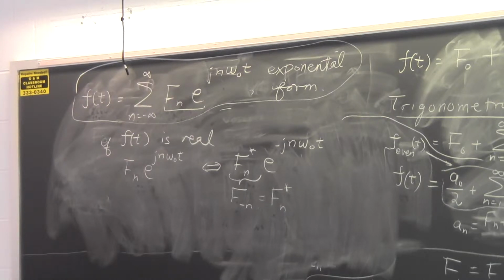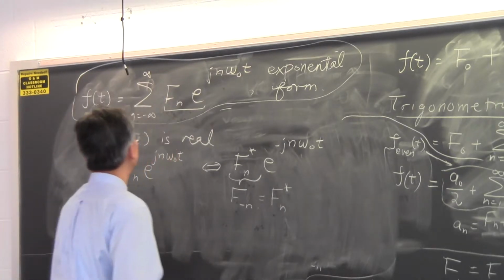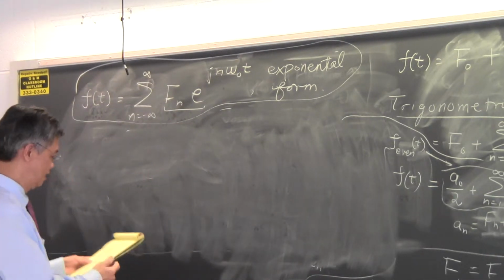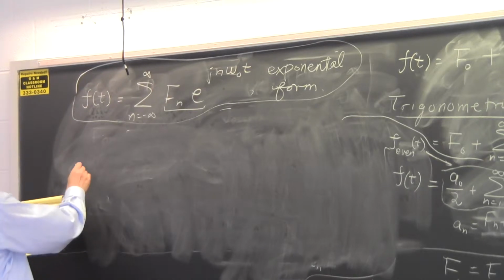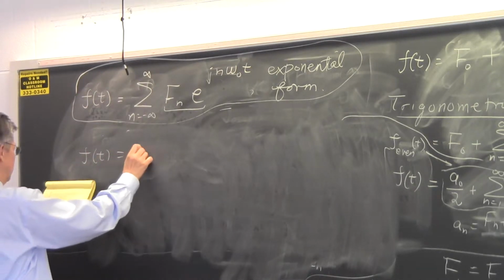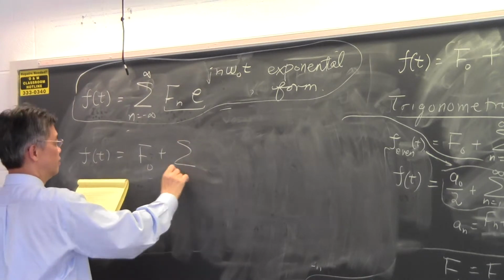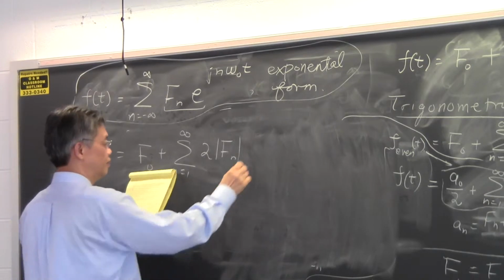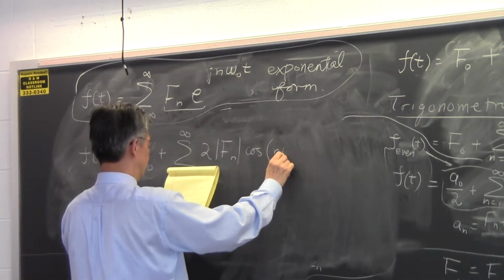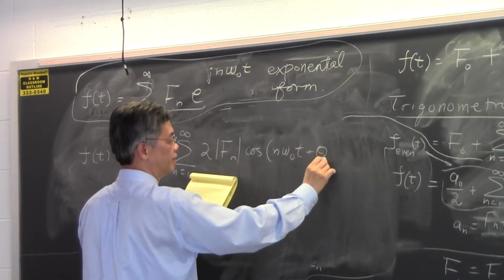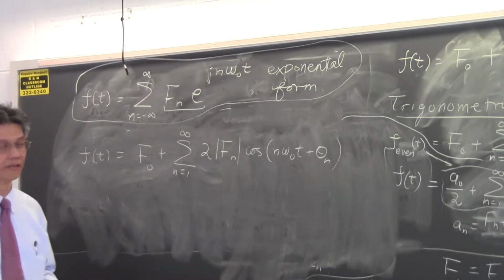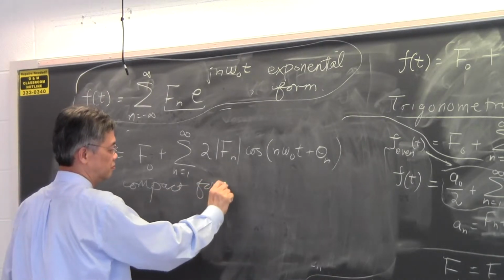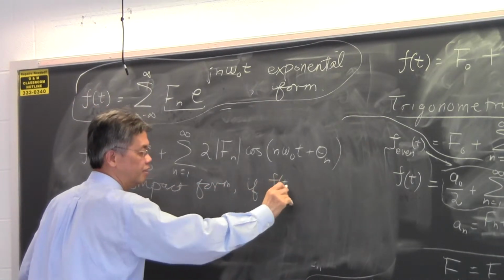So finally, the compact form has this final form. If f of t is real, it has this final form that looks something like this: F sub 0 plus sum n equal to 1 to infinity 2 times magnitude of f sub n cosine of n omega naught t plus theta sub n. This is called a compact form, if f of t is real.